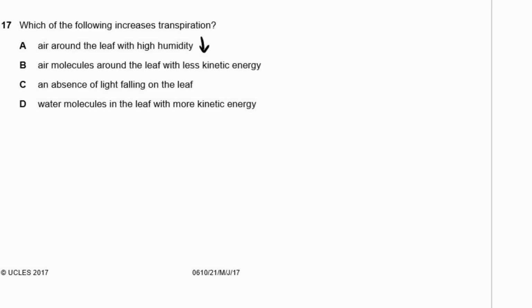B, air molecules around the leaf with less kinetic energy. Nope, that means basically if it's colder. If it's colder, transpiration is going to decrease. C, an absence of light falling on the leaf. Nope, that's also going to make it decrease, because that means there's not really photosynthesis. Water is not being used up for photosynthesis. It's not going to be drawn up from the root, and it's not going to then diffuse out of the stomata. And D, water molecules in the leaf with more kinetic energy, higher temperature, that's going to increase transpiration. The answer is D.